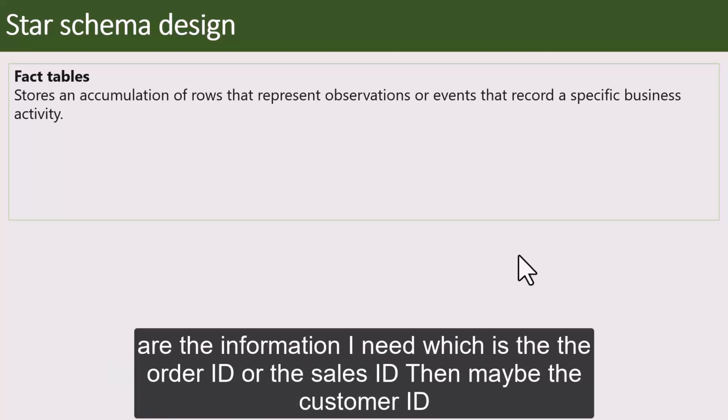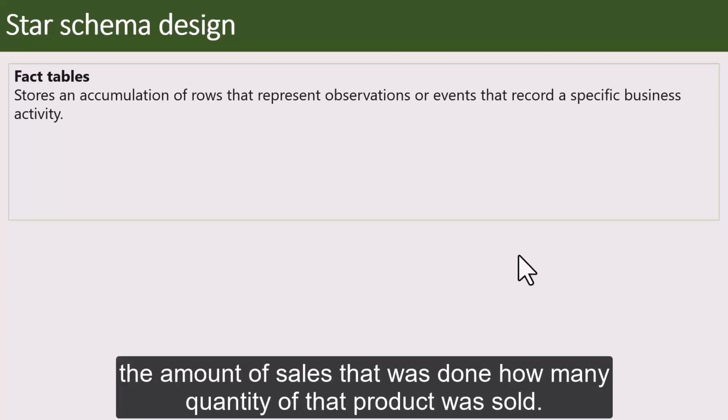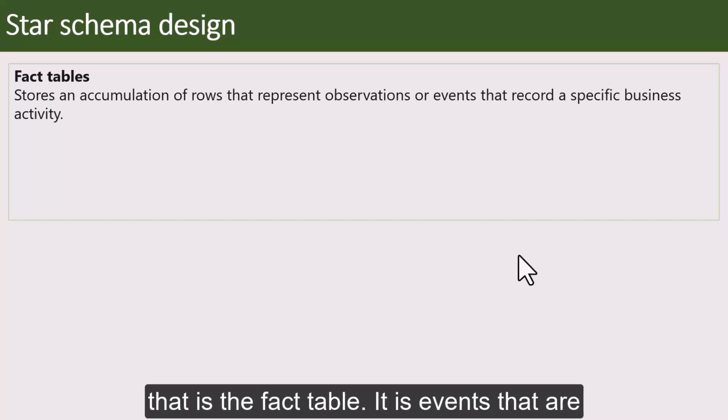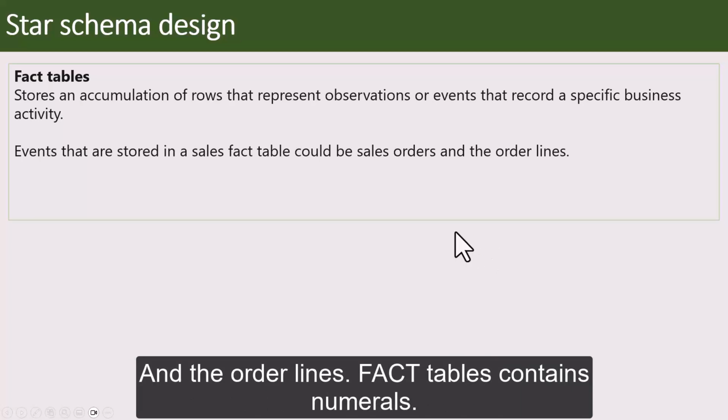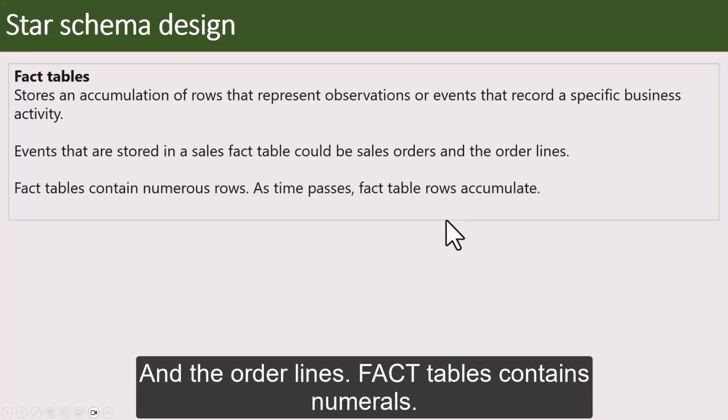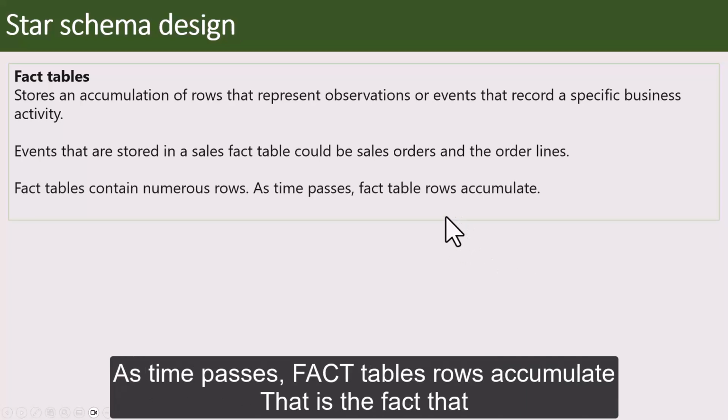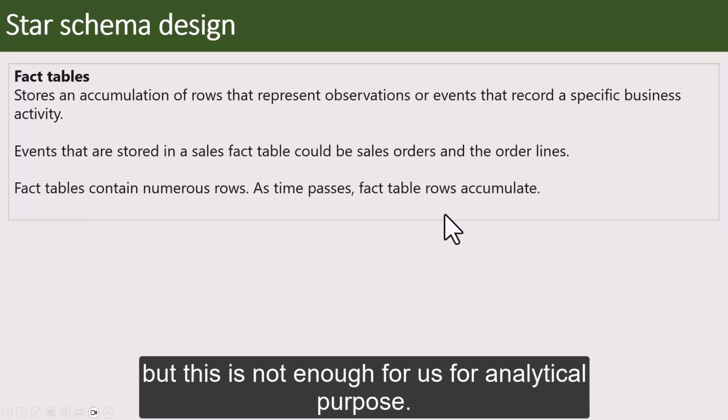Those are the information I need, which is the order ID or the sales ID, then maybe the customer ID, the amount of sales that was done, how many quantity of that product was sold. That is the fact table. It is events that are stored. Events that are stored in a sales fact table could be sales orders and the other lines. Fact tables contain numerous rows. As time passes, fact table rows accumulate. That is the fact table.